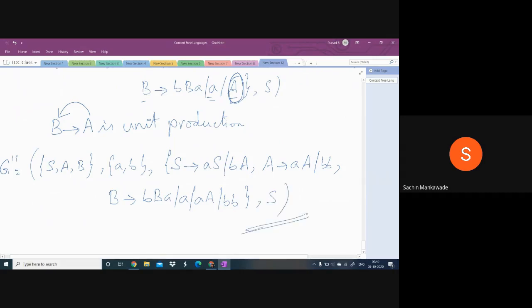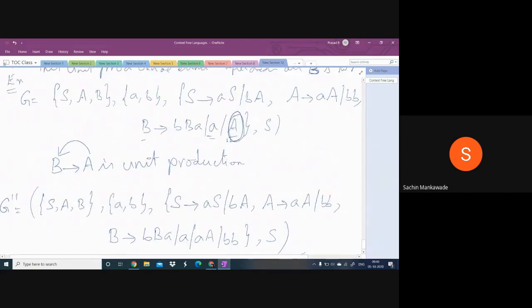So simple. To eliminate a unit production, suppose the unit production is S derives A. Now what do we do? To eliminate this one, we add every production of A to S, then we eliminate this one. Okay? Copy.